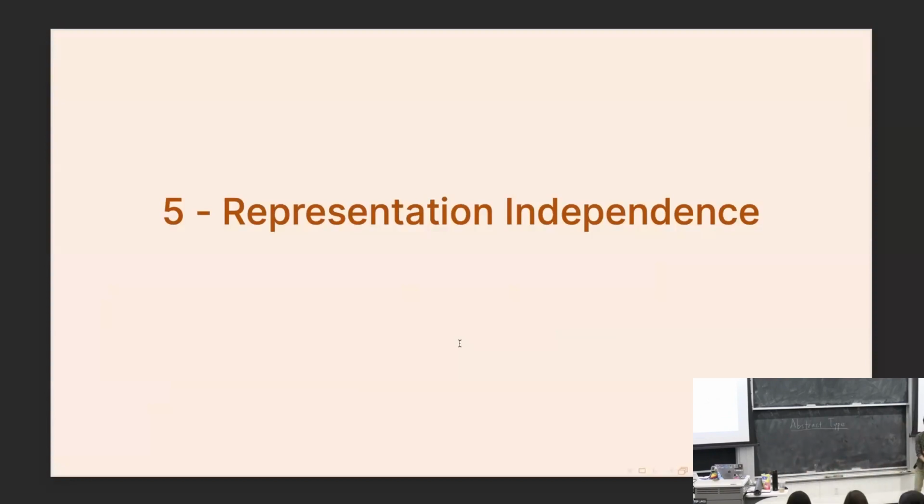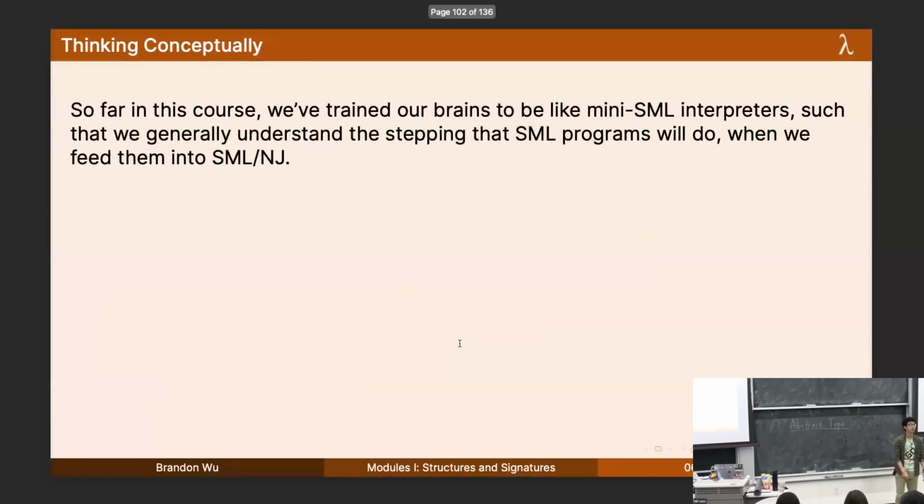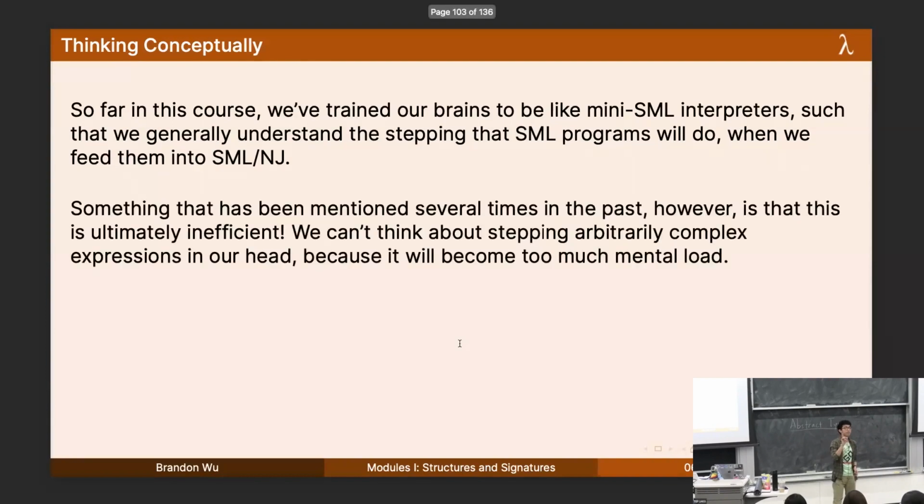The last thing we're going to talk about today is something called representation independence. And this is going to show up on your homework, I'm pretty sure. There's a proof that has to do with this. I'm just going to give you the high level conceptual idea, okay? So I've said a couple times before, but this class I've conditioned your brains to be miniature SML interpreters. I don't expect you to know everything, but so far all of you have pretty good SML interpreters in your brains, okay?